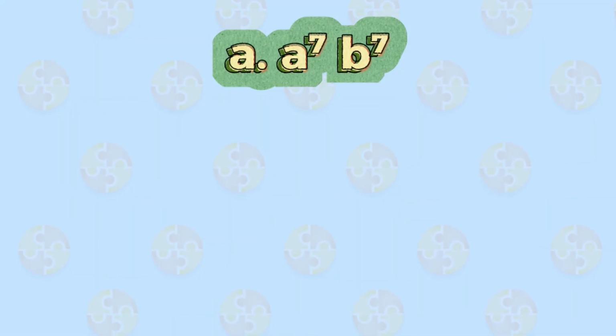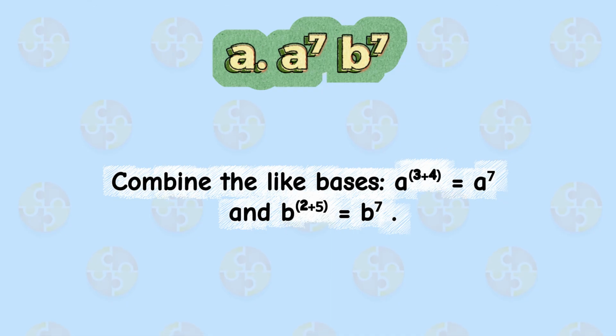The correct answer is A. a to the 7th power, b to the 7th power. Combine the like bases. A to the power of 3 plus 4 equals a to the 7th, and b to the power of 2 plus 5 equals b to the 7th.